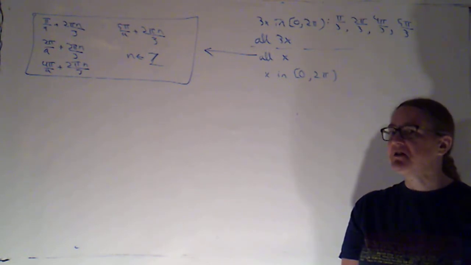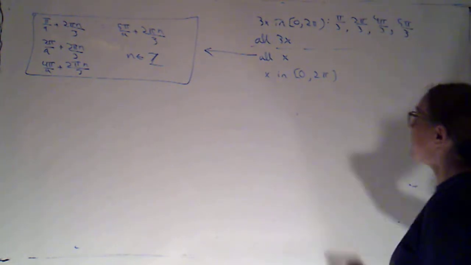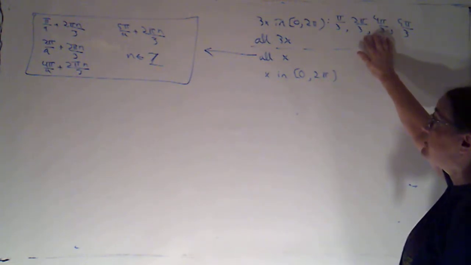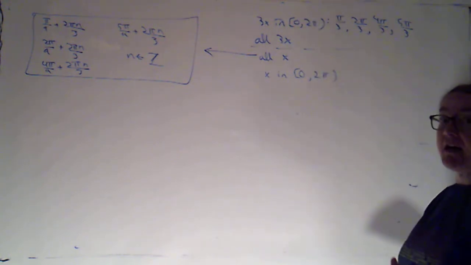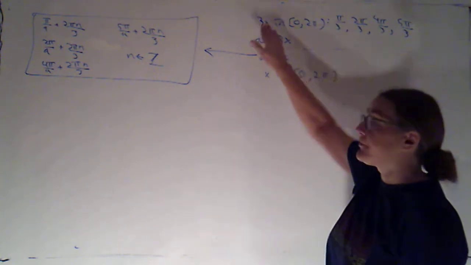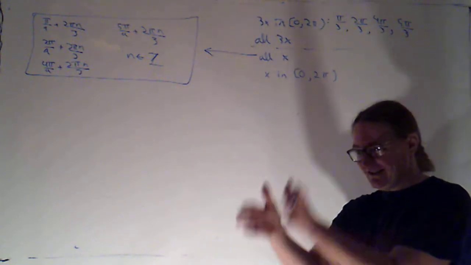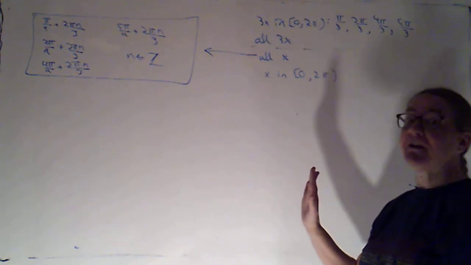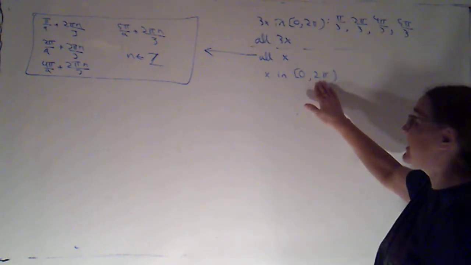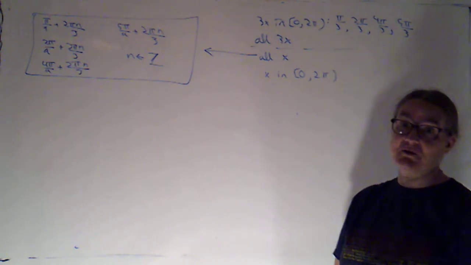Pause the video if you need to. We're actually going to get 12 because we had 4 values of 3x between 0 and 2 pi. But because we were working with secant of 3x, which goes 3 times as fast, so it covers the distance in a third of the amount of time, we're going to get 3 periods of that function in this interval. So we're going to get 3 times as many solutions.